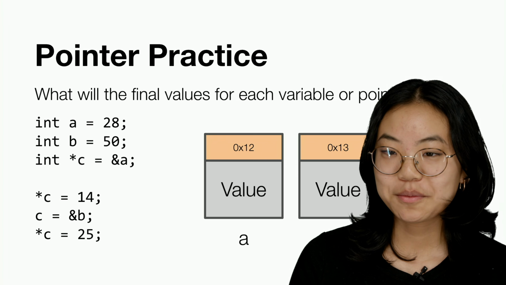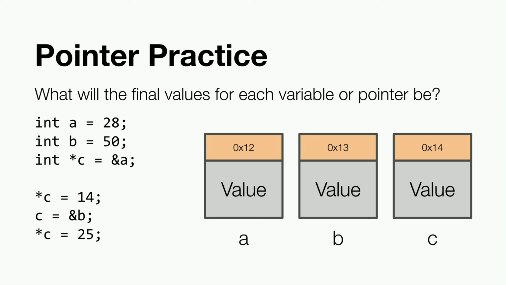Okay, so let's do a little bit of practice here. We have a little piece of code on the left here and a little visual of 3 bytes of memory. Basically, I would encourage you to pause here for a second and just think, at the end of this piece of code running, what will the final values be for each variable or pointer? So I'll give you a second to think. You can put your answers in the chat.